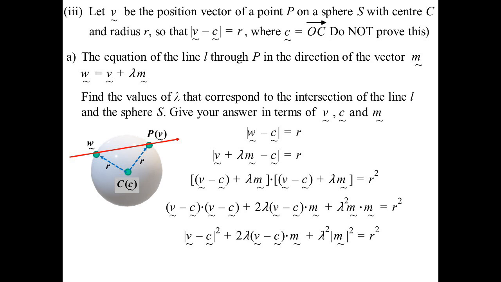Okay. But hang on a sec. |V − C|, we know that's equal to the radius. So I've now got R² on both sides of the equation. Well, they'll cancel out, and I'm left with 2λ(V − C)·M + λ²|M|² = 0. Remember, we're trying to make lambda the subject here. We're trying to find lambda.